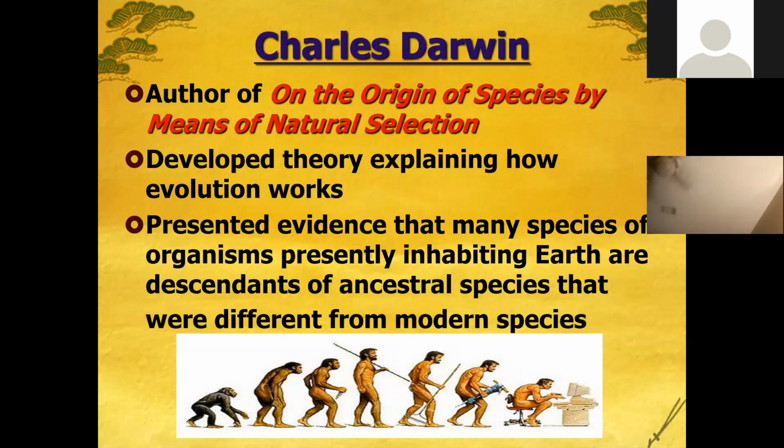Darwin came up with our best explanation we have so far that has evidence that supports that the way life changes over time is by natural selection. And that's the key thing. He developed this theory on how evolution works. And what separates his theory from others, it presented evidence.